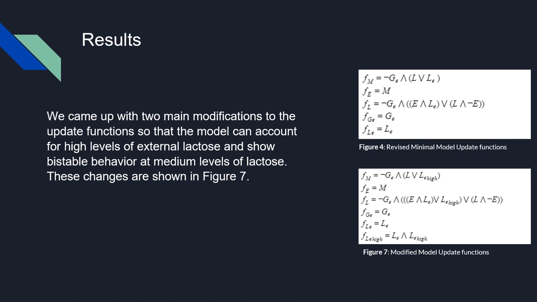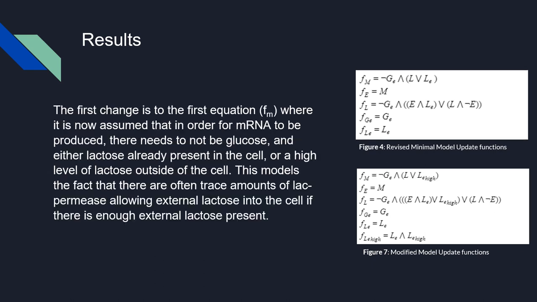These changes are shown in Figure 7. The first modification to the update functions is to the update function for mRNA. Now, in order for mRNA to be produced, there needs to be no external glucose present and either lactose already present in the cell or a high level of external lactose present. This demonstrates the fact that if there is a high level of external lactose, it can be assumed that there are trace amounts of lac permease to let the external lactose into the cell.